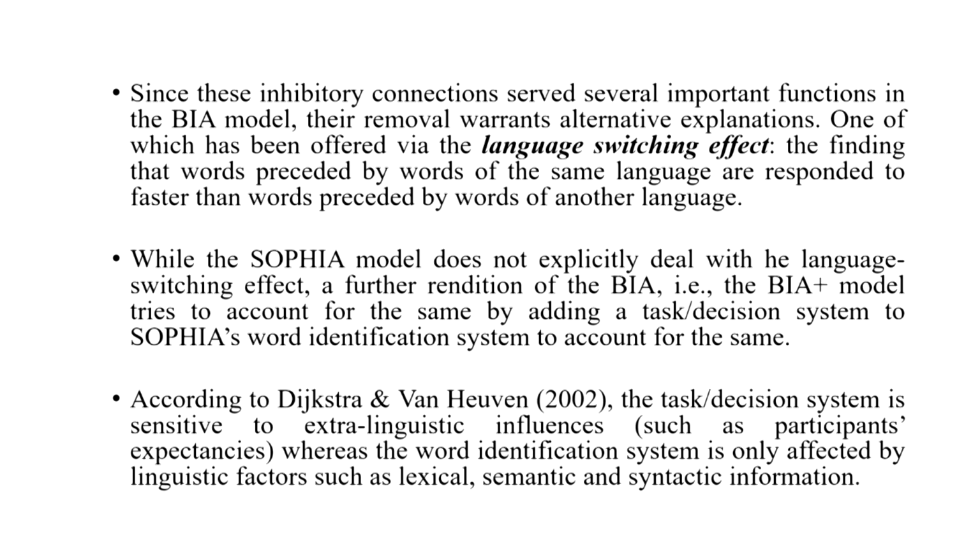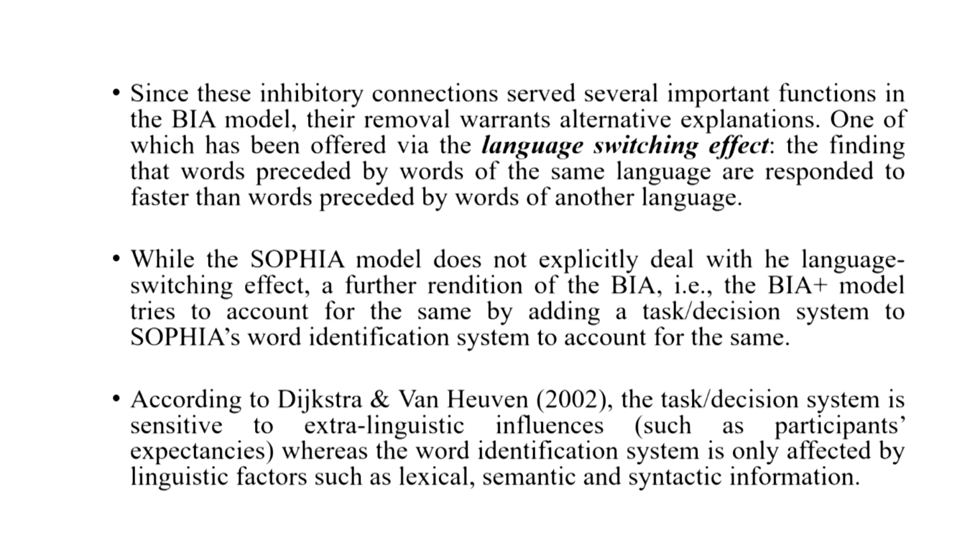Now, while the SOPHIA model does not explicitly deal with the language switching effect, a future rendition of this model, which is the BIA plus model, tries to account for the same by adding a task decision system to the SOPHIA's word identification system. This task decision system, according to Dijkstra and Van Heuven, is sensitive to extra linguistic influences such as the participants' expectancies. Remember Grosjean's language mode theory? What is the requirement of the task, what is the setting of the task, what are the probabilities of encountering a word from the other language. Some of these expectancies may actually be expected, and research has shown these actually affect the way a participant performs the lexical decision task, especially when the task is involving words from both the languages.